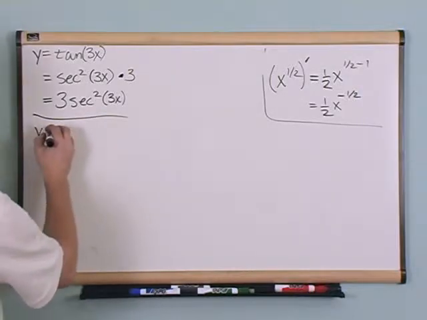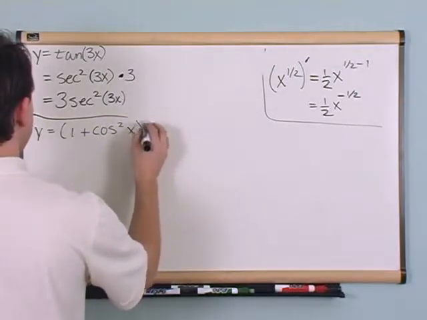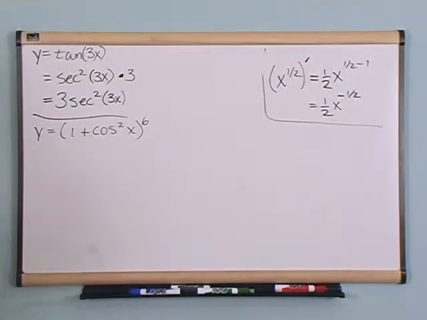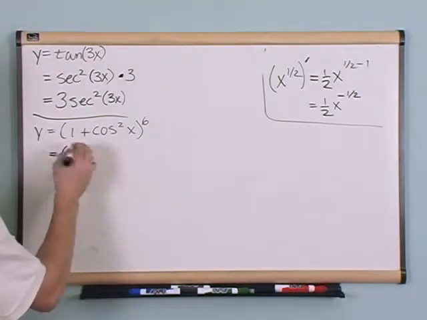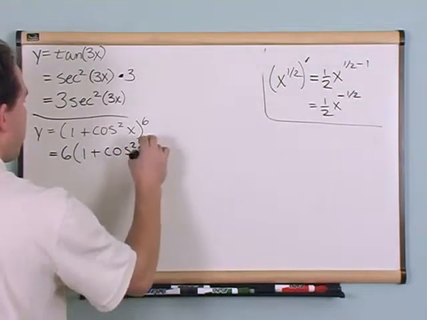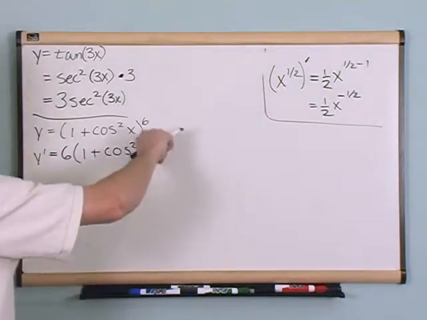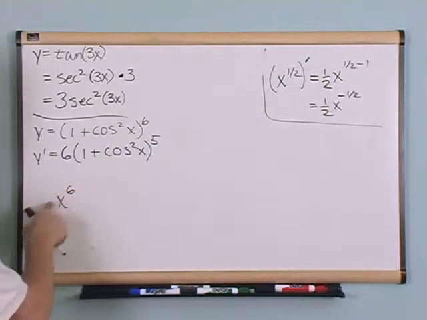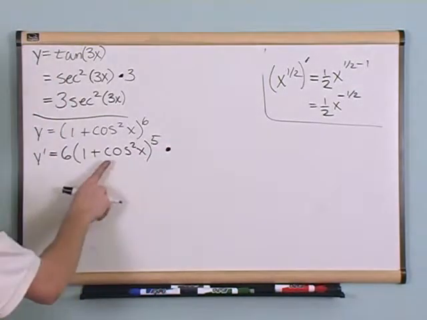What if you have y is equal to 1 plus cosine squared of x, raised to the 6th power? Prior to now, you'd look at that and you'd say, I have no idea how to do that. But the big picture function is something raised to the 6th power. So you just say, okay, I'm going to treat it like that, and I'm going to say in the inside, I leave it unchanged. So the derivative is 6, and then you have the inside raised to the 5th power as if it were x to the 6th. That's exactly how I would have taken that derivative. But you can't stop there. You've got to multiply by the derivative of the inside.